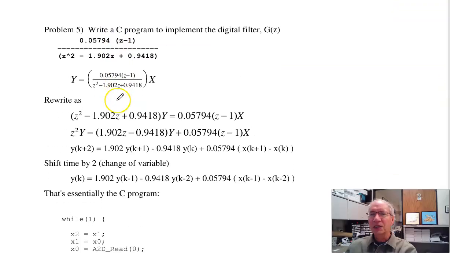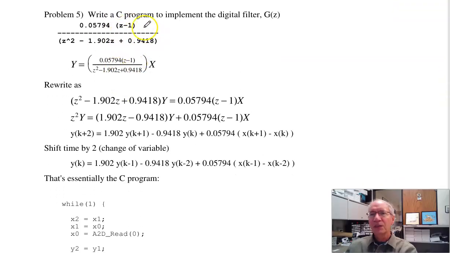To illustrate that, the code, if this is your G of Z, I would implement it as follows. I have Y is your gain times the input, cross multiply, solve for the highest power of Y, convert back to time, and this is non-causal. I have the future value of Y, do a change in variable or shift time by 2, and here's the same difference equation, just using old data.